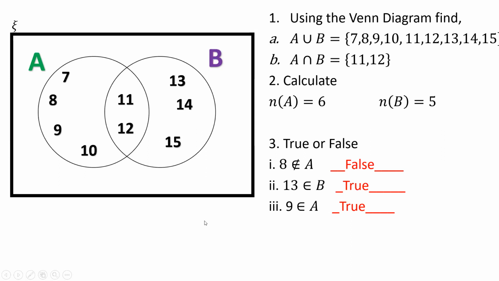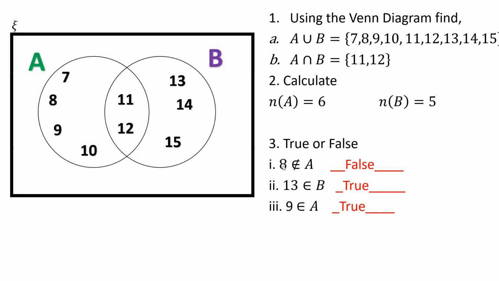Excuse me, Mr. P. Go ahead. I don't understand B on number 1. This one? Yes, sir. Okay, that's the intersection. The intersection is whatever's in the middle. So when we have this symbol, that's the intersection. So that's 11 as well.